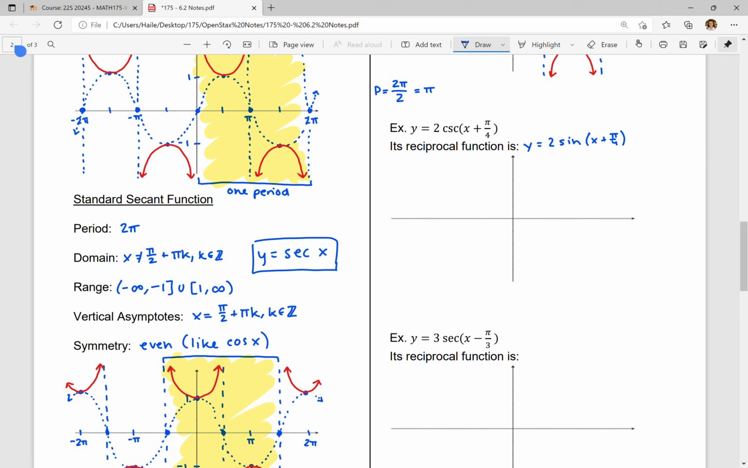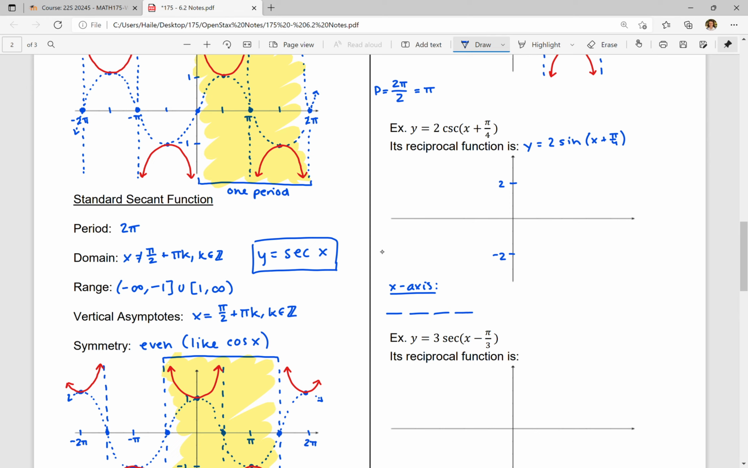And now we can start to analyze our function. So we do not have a vertical shift, but our amplitude is 2. So my y-axis labels are going to be 2 and negative 2. And then my x-axis labels I'm going to have to figure out because I have a horizontal shift. So my initial x-axis labels are going to be as follows.